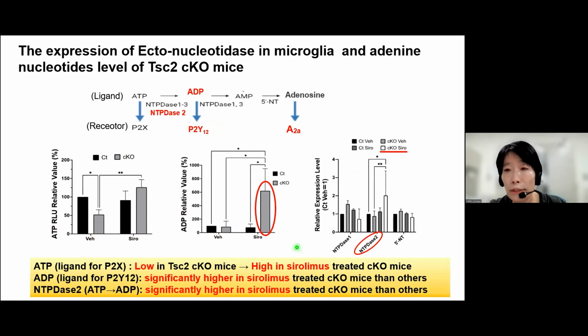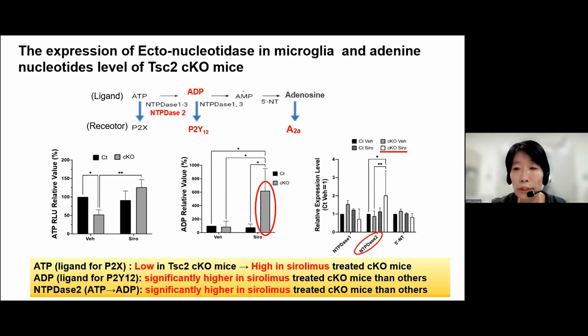Next, we measured the levels of ATP and ADP in cKO mice brain, because the ligand for P2Y12 receptor is ADP. Look at this graph. More surprisingly, ADP level in Sirolimus-treated cKO mice was 6 times higher than in the other treatment. We consider the possibility that the increased ADP level led to the activation of P2Y12 receptor, resulting in increased branching of microglial projections.